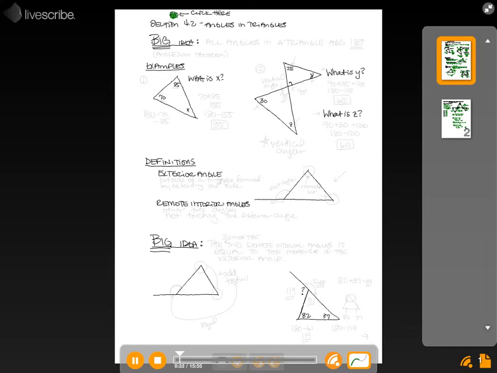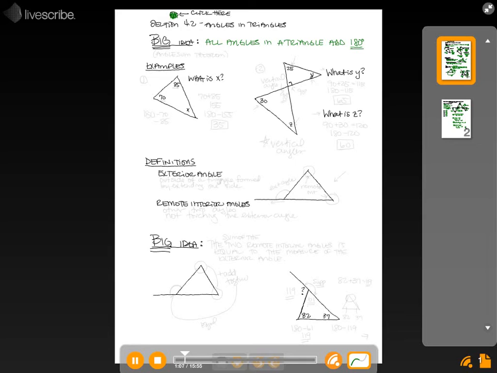Now, there is a big idea that you have to know today, and I told you it in the last video. It's the fact that all the angles in a triangle add to 180 degrees. That is always true, okay? Any 3 angles in a triangle will always add to 180, okay? It's a fact. They always equal 180. It's never going to change.